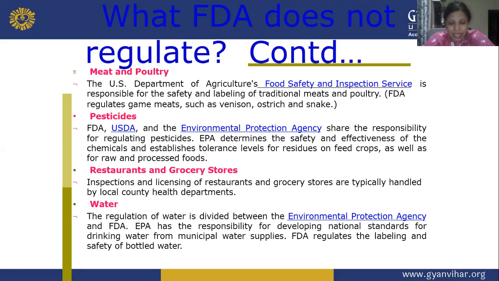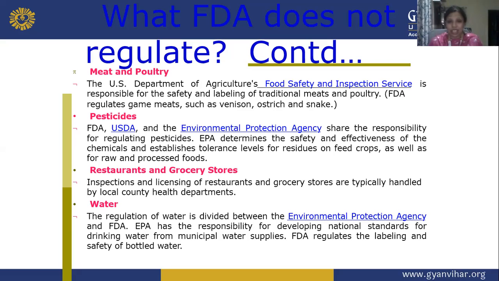Next is pesticides. The US FDA and the Environmental Protection Agency share responsibilities for regulating pesticides. If you want to market pesticides, there is no single regulatory agency responsible. There are three agencies: FDA, USDA, as well as EPA, the Environmental Protection Agency, which are responsible for pesticide regulation.